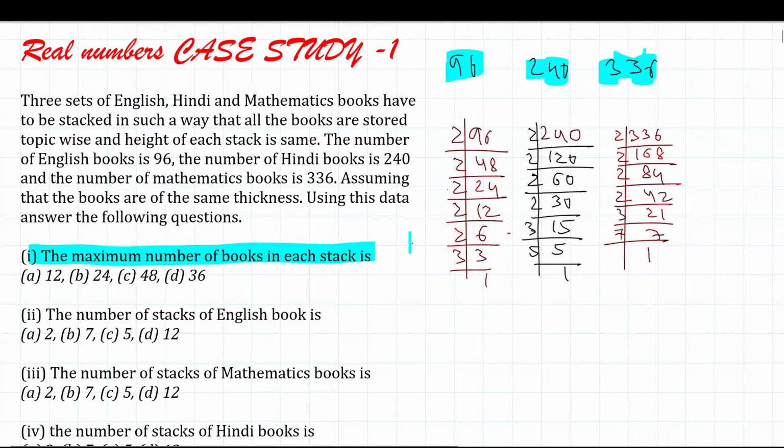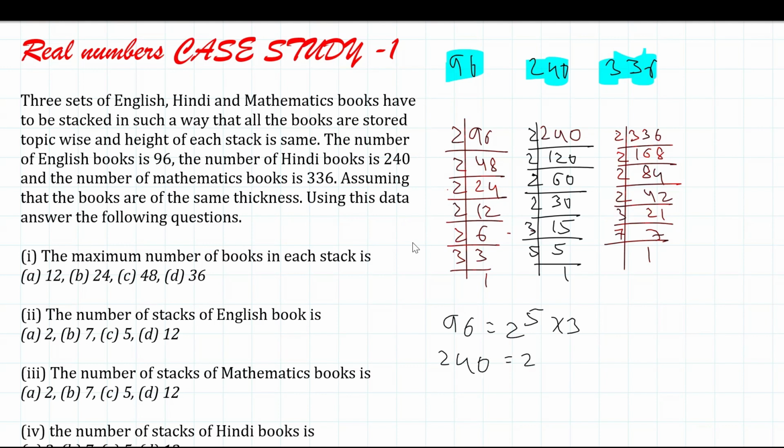Now, to find out the HCF, first, if I write 96 as a power of 2 and 3, how many times is 2? 1, 2, 3, 4, 5, so 2 raised to the power 5 and 3 raised to the power 1. For 240, we are going to get 2 raised to the power 4 multiplied by 3 and 5 raised to the power 1. And similarly for 336, we are going to get 2 raised to the power 4 multiplied by 3 into 7.